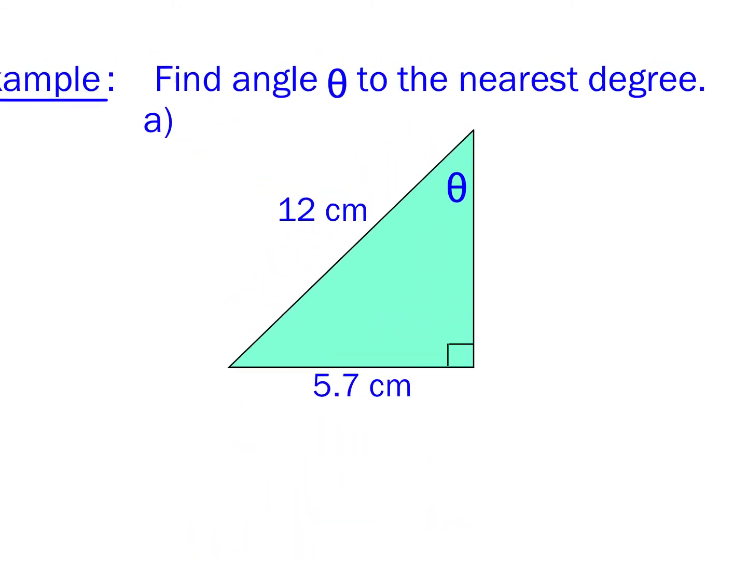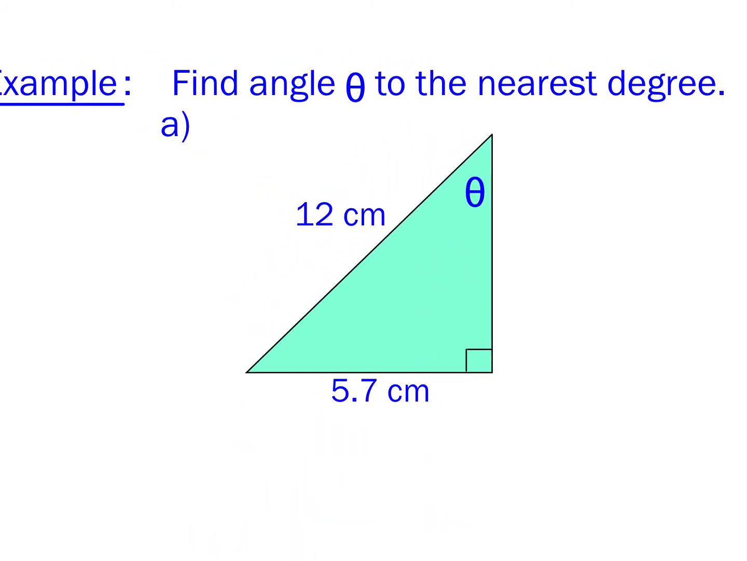So here we go. Let's find the angle theta to the nearest degree. The first step in these problems is the first step we did last time, which is label the sides. So 12 centimeters right here. This is across from the 90-degree angle. So this is the hypotenuse. And 5.7 centimeters, it's across from the angle that we're trying to figure out. So it is the opposite. So we've got opposite and hypotenuse.